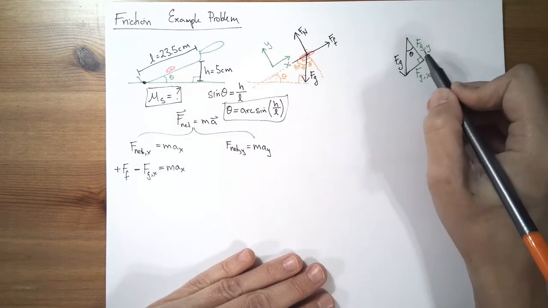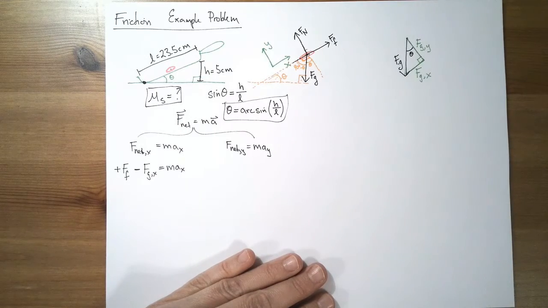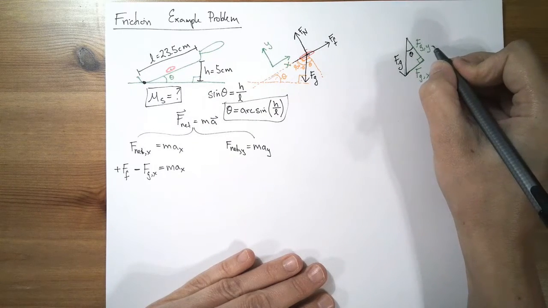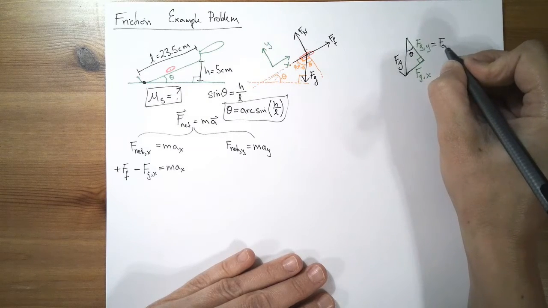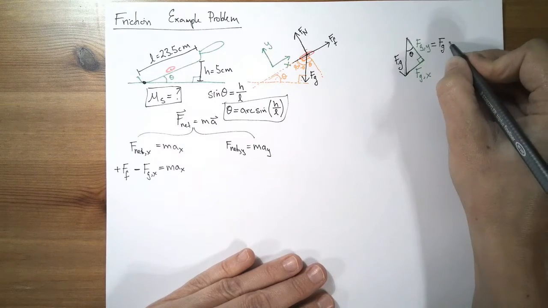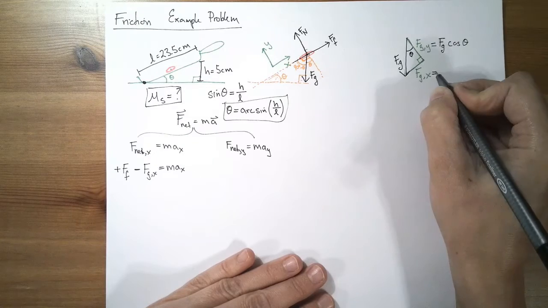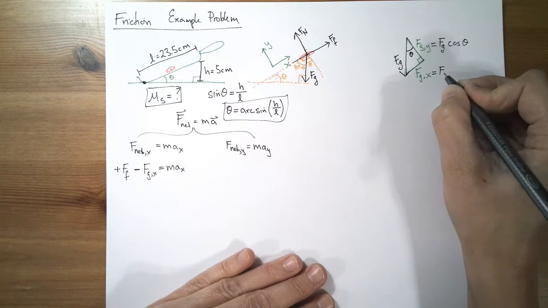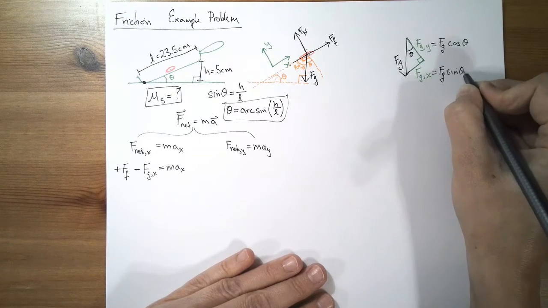Once we've done that, now we can divvy up these components using the trig functions. If this angle is theta, then the y component of gravity is equal to the magnitude of gravity, Fg, and that's the adjacent side to the angle, so this is cosine of that angle. And this one is the opposite side of that angle. So that's the hypotenuse, the full magnitude of gravity, times the sine of the angle.